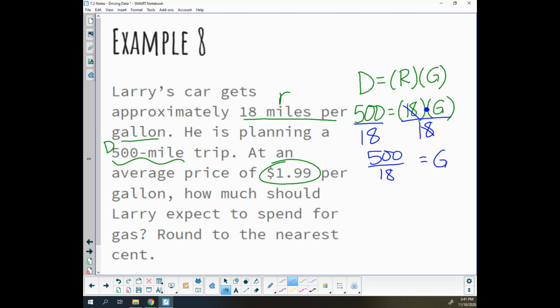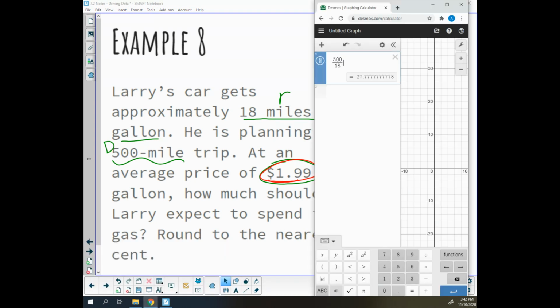Okay, next piece, we are going to look at finding that cost. In order to find the cost, you're going to take the gallons needed, and you're going to multiply with the money amount. So on this one, since it doesn't work out to be anything pretty, we can leave that as 500 over 18 in the calculator. We're going to multiply that by the cost per gallon, which was $1.99. So I'm going to go back to Desmos, and I'm not going to change anything. 500 over 18 is right there. I'm just going to type in multiply by 1.99 per gallon.